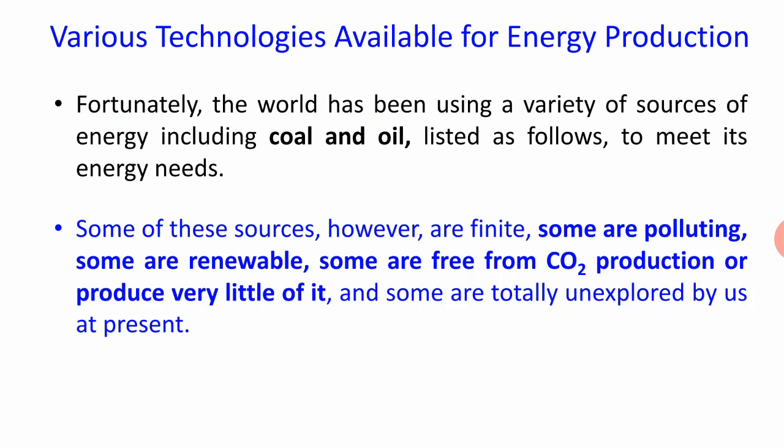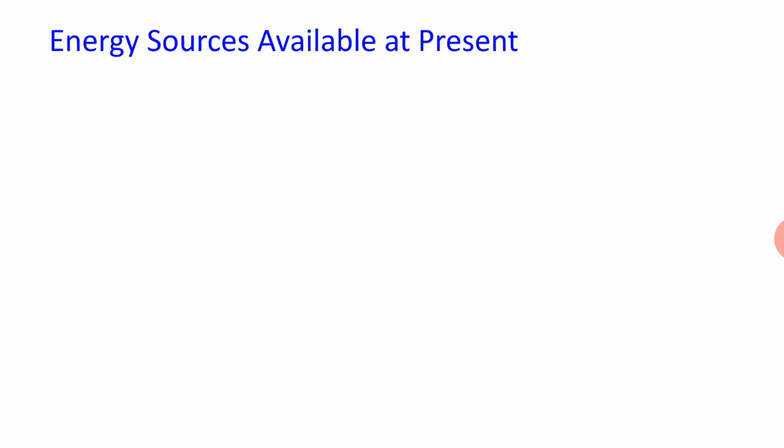Some are available as renewable energies, some are free from CO2 production, and some produce only a little amount of greenhouse gases. So all these resources have their own characteristics, and they respond according to the situation. So then what can we do? Energy sources available at present. As we have already discussed, in the present market we have adopted depleting energy resources, but now slowly we are switching to new methods.